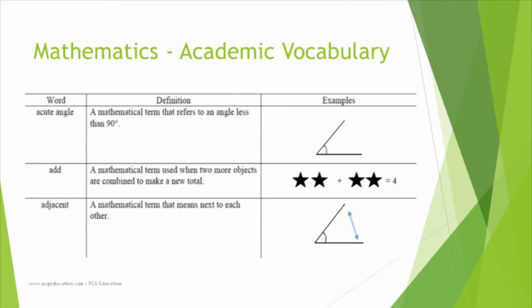Here's an example of the mathematics academic vocabulary document. You will see throughout the mathematics document the academic vocabulary found within the content connectors, a definition, and an example. For instance, the term acute angle has the definition, a mathematical term that refers to an angle less than 90 degrees. It also includes a picture of the acute angle as a reference.